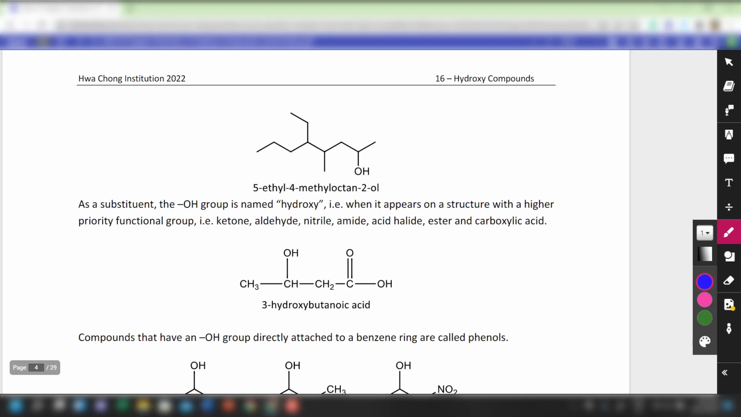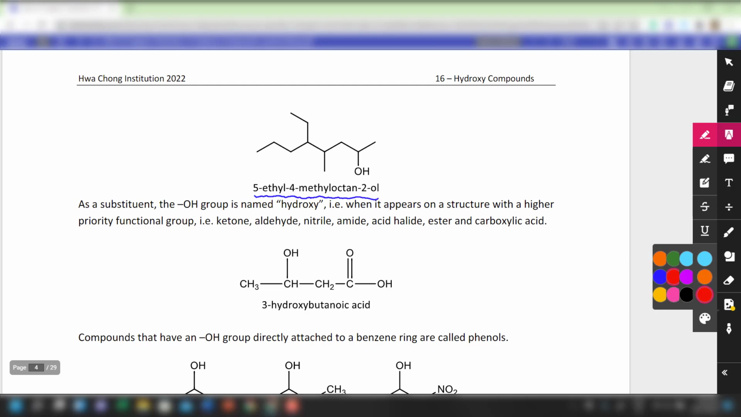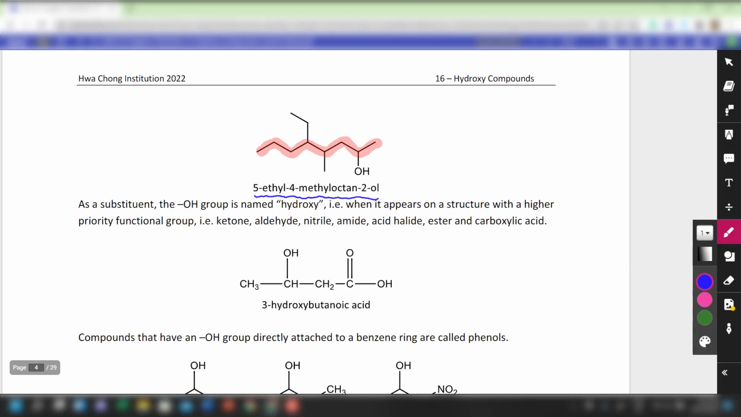So whatever you name, for example 5-ethyl 4-methyl octane 2-ol, right? How does this name come about? Basically, first you look at the longest chain. Okay, so we are looking at 2, 3, 4, 5, 6, 7, 8. So the longest chain contains 8 carbon. For the longest chain, the second position is the OH group.